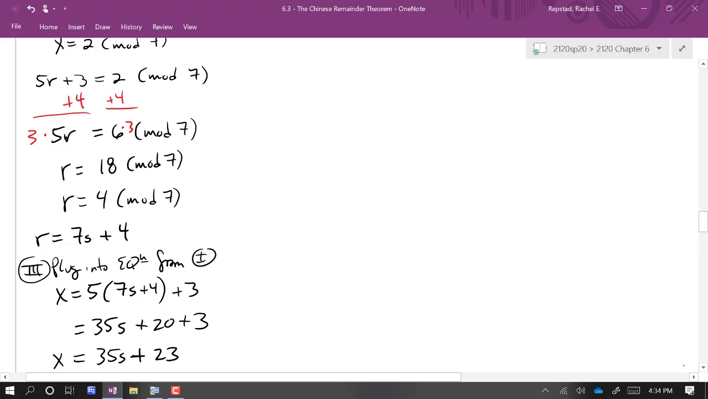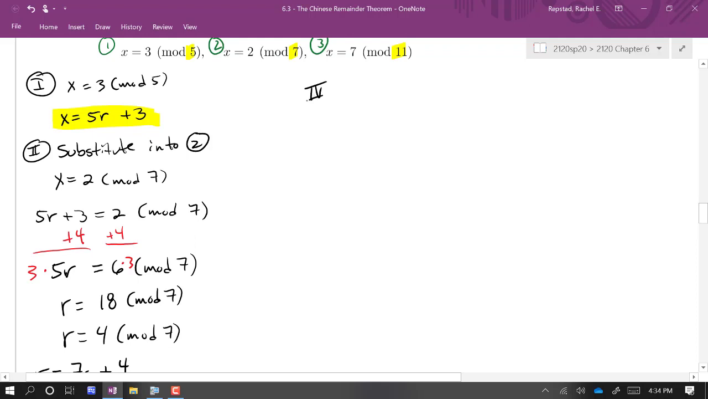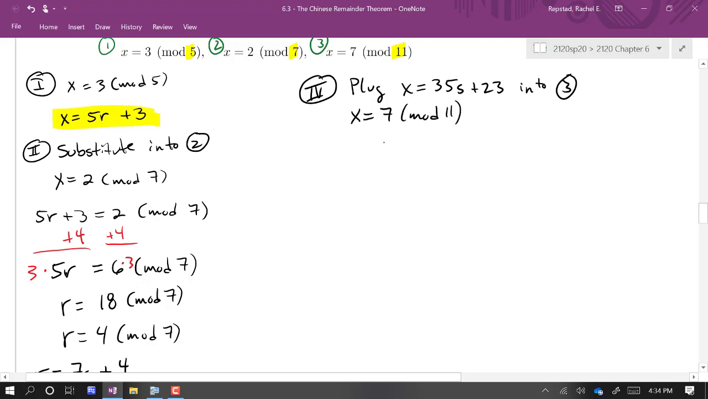Now, let's pull in that third equation. So we're going to plug x equals 35s plus 23 into the third equation. So if x is 7 mod 11, then we have 35s plus 23 is equal to 7 mod 11. Again, I'm going to reduce mod 11 before I solve. It'll just make it easier, I think.